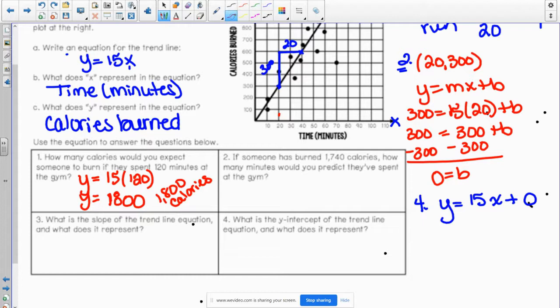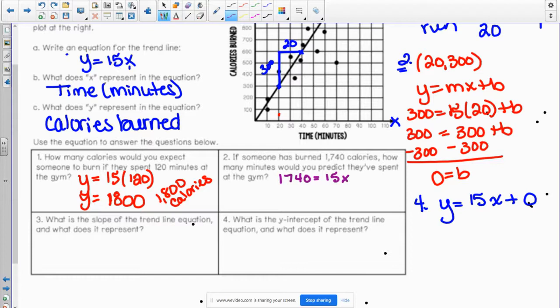Next one, if somebody burned 1,740 calories, how many minutes would you predict they had spent at the gym? So again, you're going to use that same equation. This time I know calories. If I go up here, calories was Y. So I'm going to put that 1,740 in for Y, equals 15x. The question is, how many minutes have they spent?